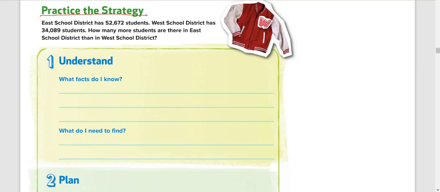So first, understand. And how do you understand? How do you know what fact I know? By reading the question to understand. So let's read the question together.